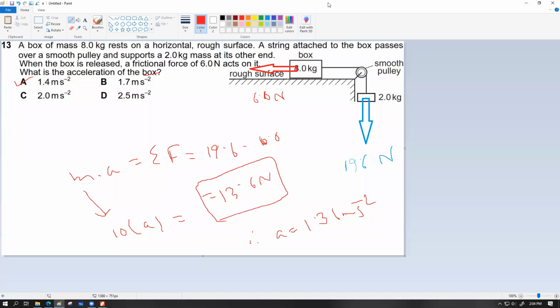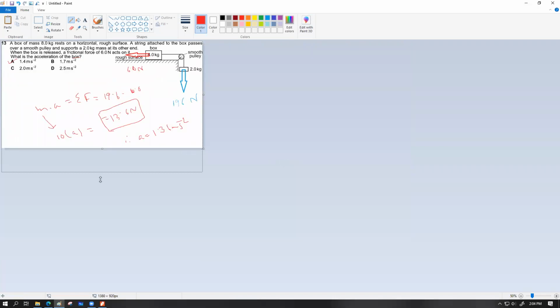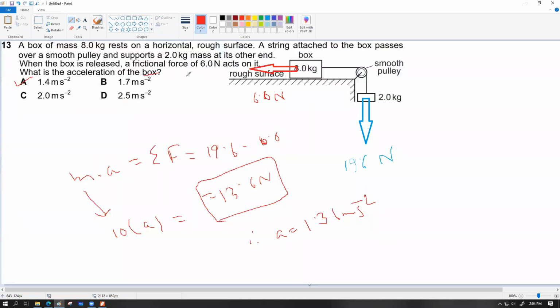Answer is A. And the typical mistake that the students make, in some cases or in many cases, because the question is asking you to find out the acceleration of the box, in place of this 10, which is the combined mass of the system, they tend to place 8. If you do this, you are absolutely wrong, because what you need to understand, this 13.6 Newton force is not going to be responsible to move only the box. It's going to move the box and the hanging mass together. So the total mass of the system is exactly 10 kg, not anything less.